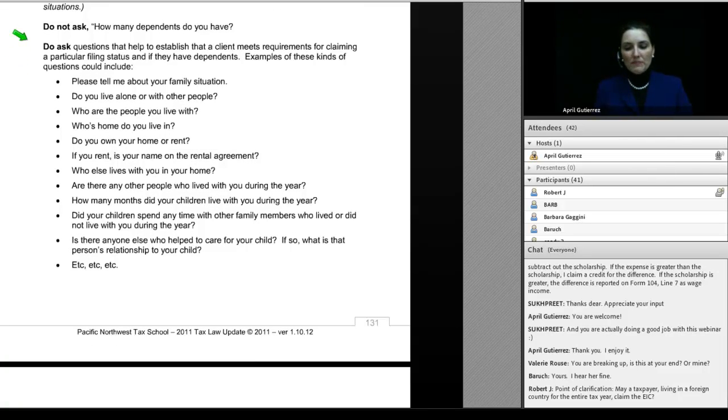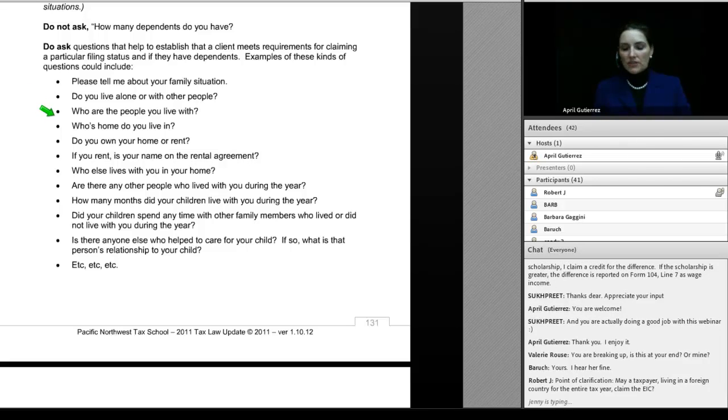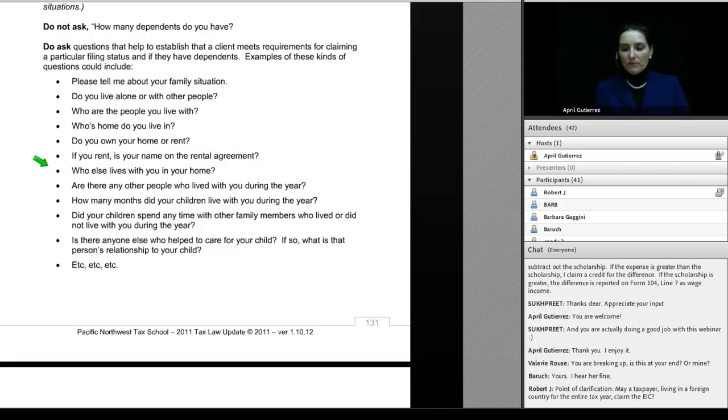Instead, you should ask questions that help establish that a client meets requirements for claiming a particular filing status and if they have dependents. Examples of these kinds of questions could include, please tell me about your family situation. Do you live alone or with other people? Who are the people you live with? Whose home do you live in? Do you own your home or do you rent it? If you rent, is that your name on the rental agreement?